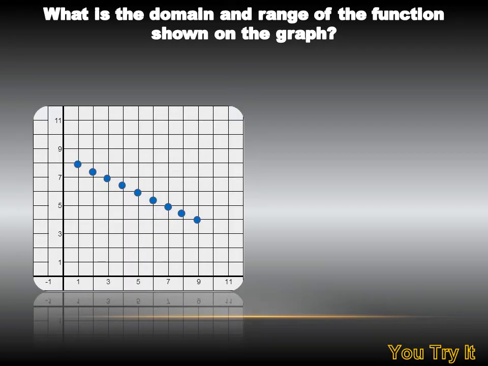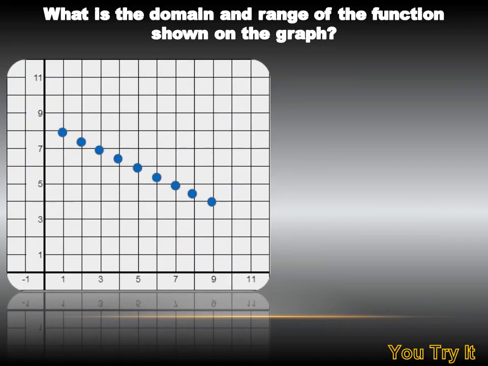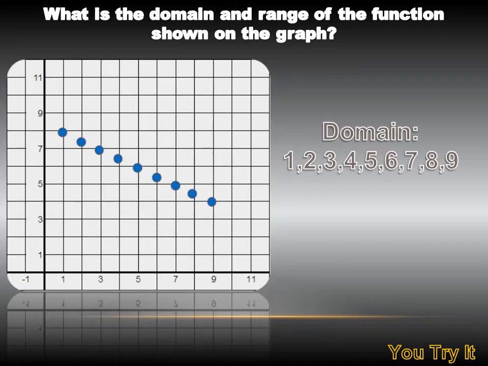All right, we're supposed to determine the domain and the range for the data that's plotted on this coordinate plane. Let's make it a little bit bigger so we can see it better. I can see that I've got an x value for that point, and it's 1. And I've got an x value for this point, and it's 2. And for this point, it's 3. And so forth to my last point, and its x value is 9. So my domain, or my x values, are 1, 2, 3, 4, 5, 6, 7, 8, 9.